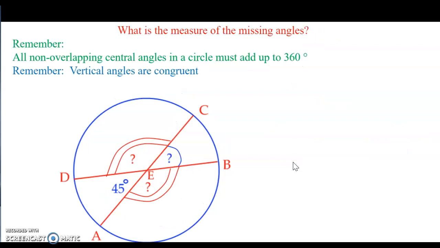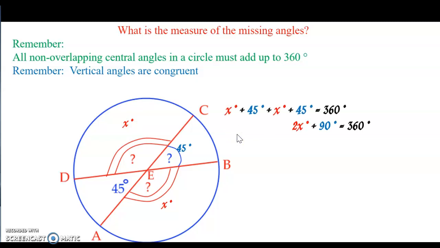Let's try this problem. If you're given this central angle as 45 degrees, then what's this angle going to be? 45 degrees. Why? Because they are vertical angles, and vertical angles are congruent. Then we can call those unknown angles x, and get the expression x plus 45 plus x plus 45 is 360. Simplify the equation and get x to be 135 degrees.